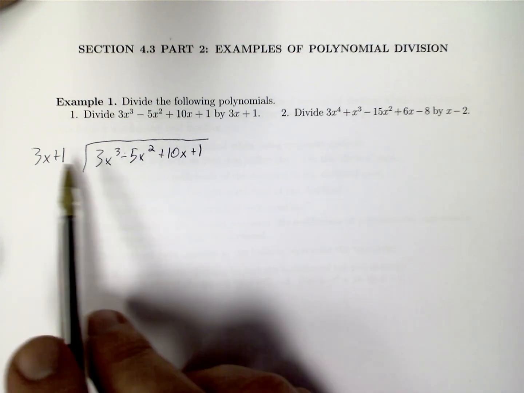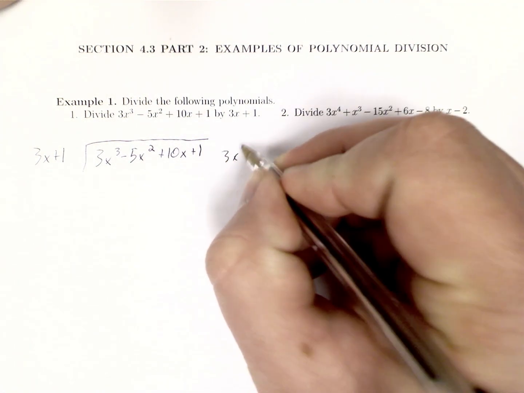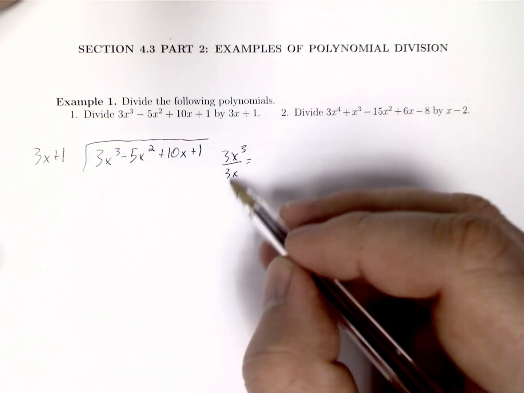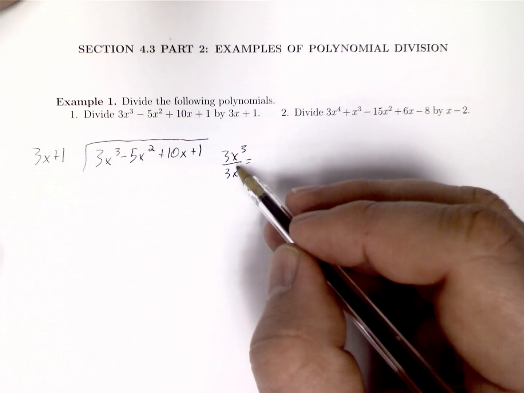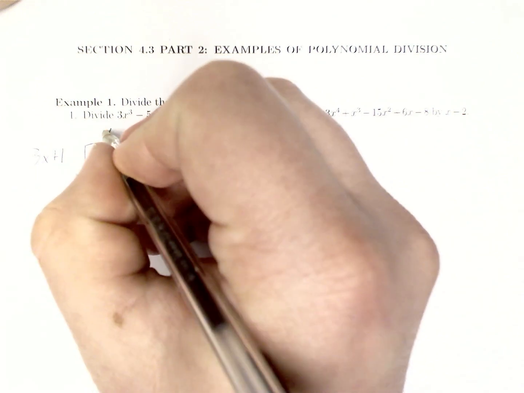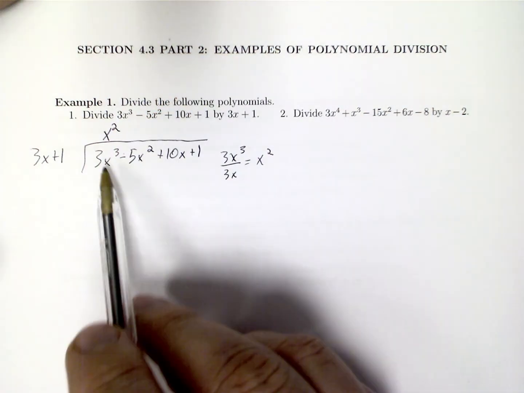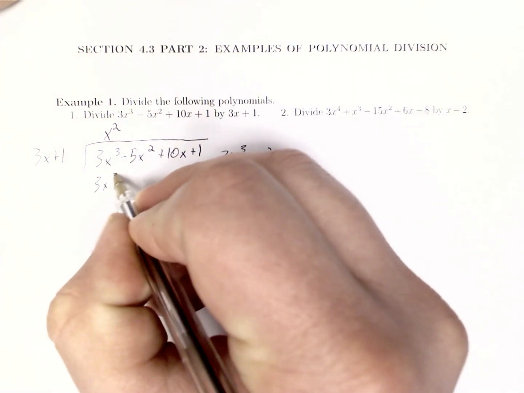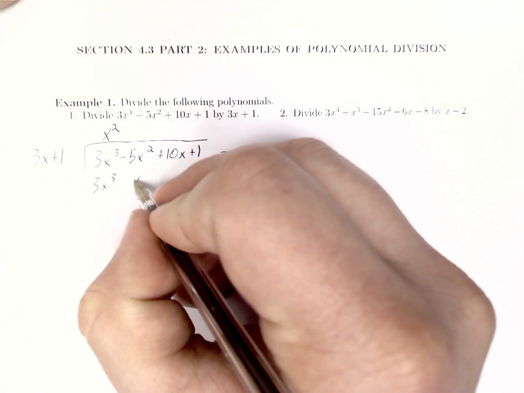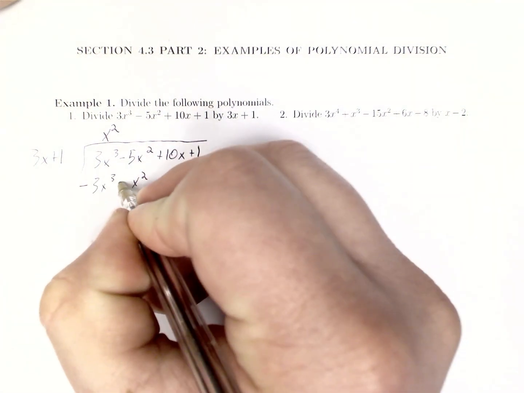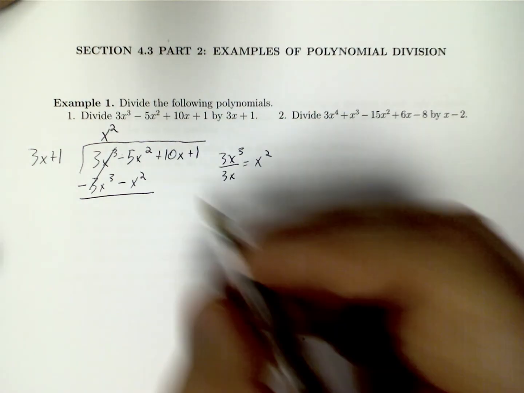We divide the leading term by the leading term. So 3x cubed divided by 3x, the 3's cancel. X cubed divided by x is x squared. So we have x squared. Then we multiply. X squared times 3x is 3x cubed. X squared times 1 is x squared. And then we subtract. So divide, multiply, subtract. The 3x cubed terms cancel. Again, that's how we know we did it correctly.